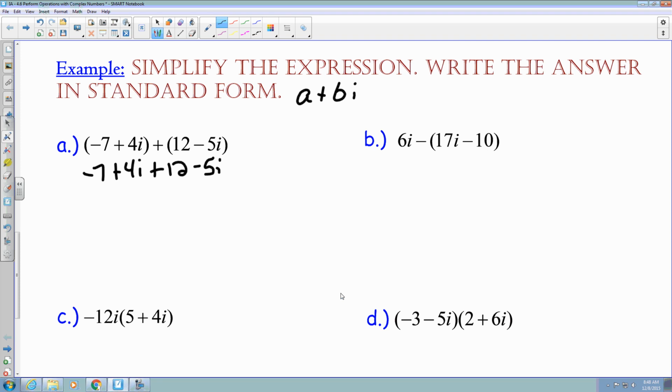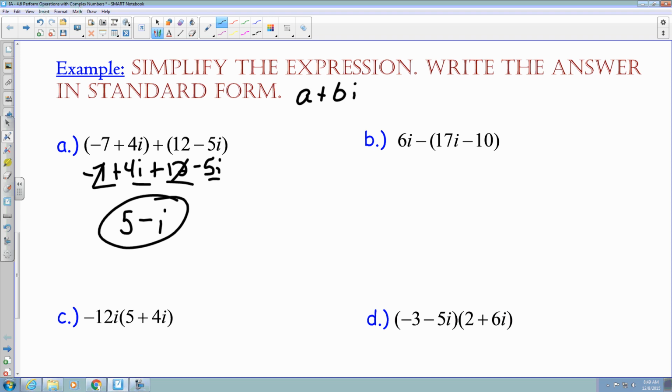The real number terms are -7 and 12. If I combine those together, I would get +5. Cross those out. And here I have my imaginary numbers of 4i and -5i, so it's going to be -i. So 5 minus i would be my answer for that particular expression.